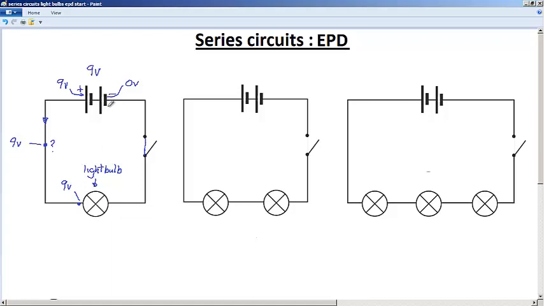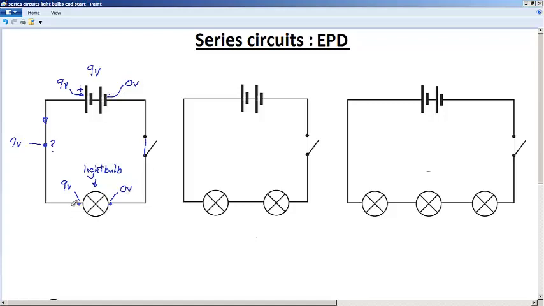Now, looking at the other side, we have a 0 potential at the negative terminal, where there's nothing between the negative terminal and this point in the circuit. Again, there's nowhere as the current flows along this part of the circuit where energy can be lost or gained by the current. So if the electrical potential is 0 at the negative terminal, then the electrical potential will be 0 volts here.